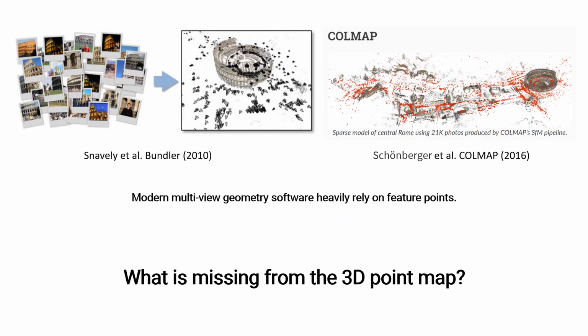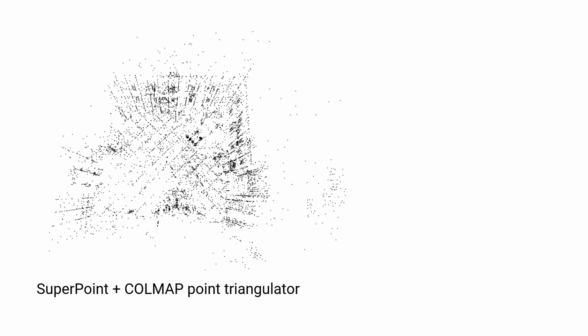Modern multi-view geometry software mostly relies on feature points. However, it often struggles in man-made environments such as indoors and outdoor buildings due to lack of textures. Here is an example of indoor 3D point mapping with a strong SuperPoint feature detector and COLMAP point triangulator. Though thousands of points are triangulated, one can barely recognize the room layout.